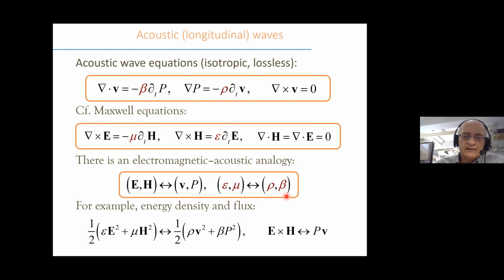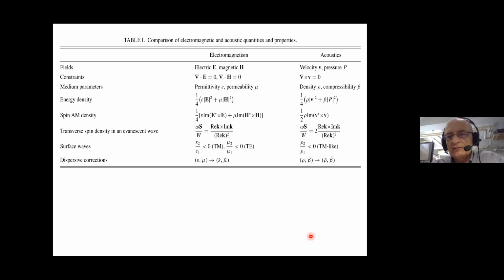Of course, these are different physics, different systems. Even a high school kid knows that. This is trivial. But the high school kid will not know the analogies. And we're focusing here on the analogies. So the energy density and the flux, in this case, the electromagnetic one goes into the acoustic one. And this one goes into this one here. So we have this table, which I was showing before. Electromagnetic goes to velocity and pressure. There are some constraints, medium parameters, energy density, and so on.